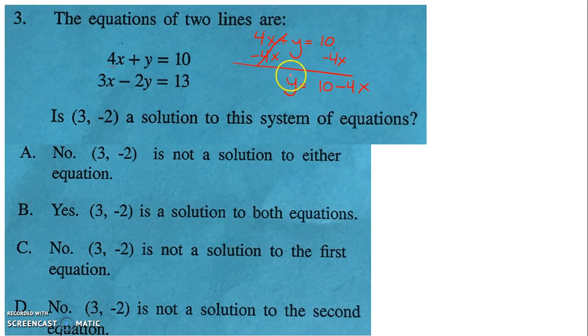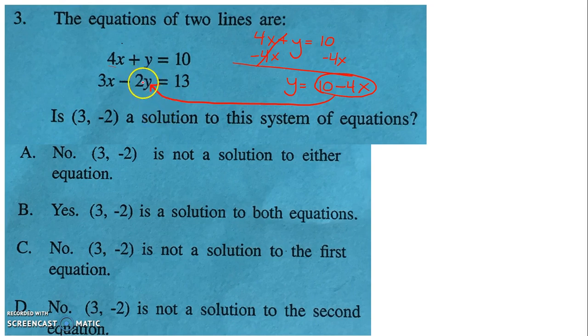Those are not like terms. But now we used our first equation to find out what y was in terms of x. So I'm going to take that entire expression, 10 minus 4x. I know that that is actually the same as y. So I'm going to take 10 minus 4x and shove it in place of y in that second equation. So that's my next step here.